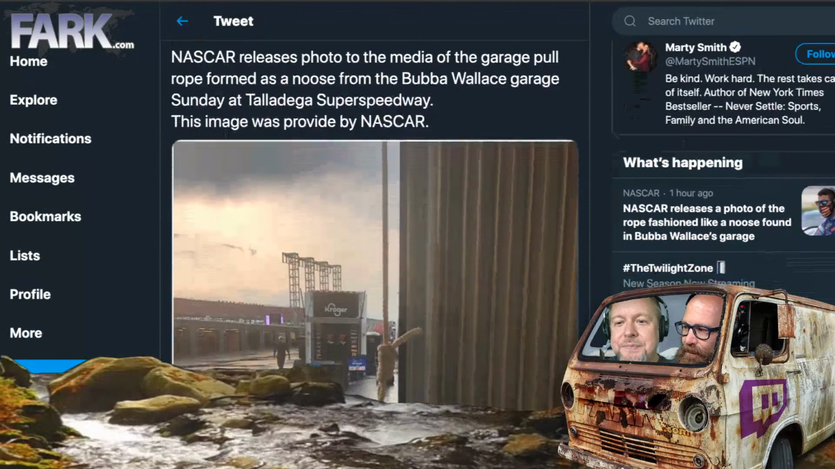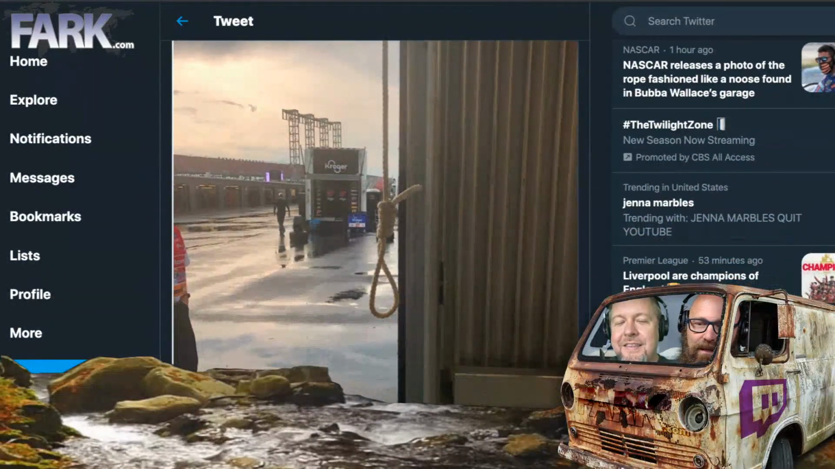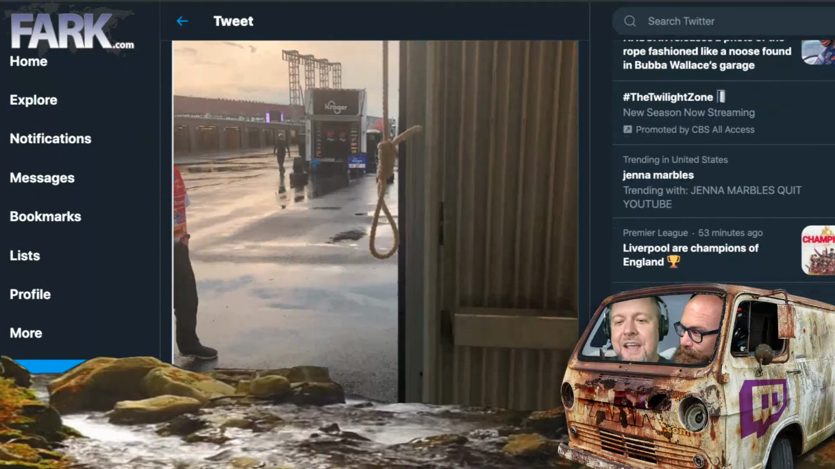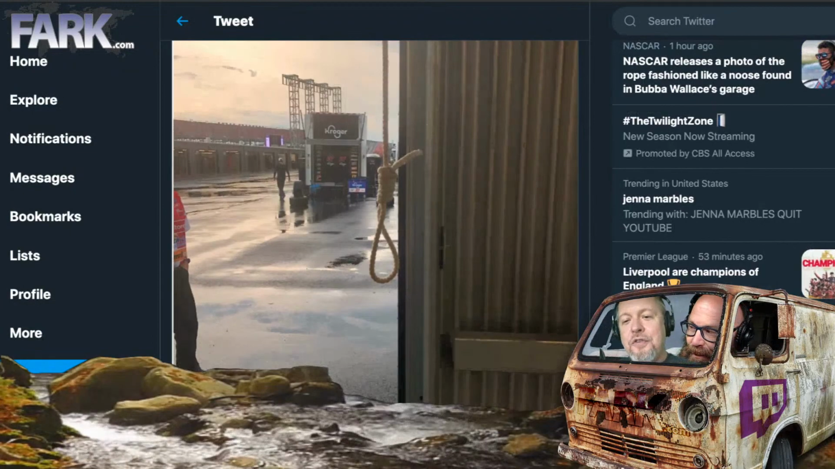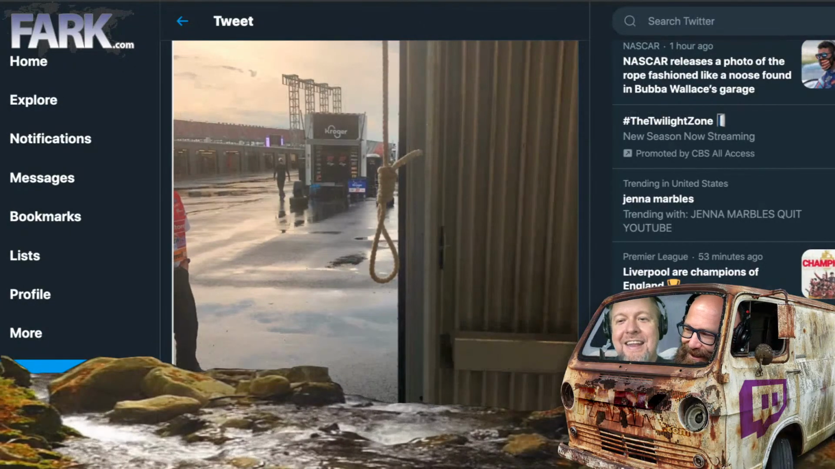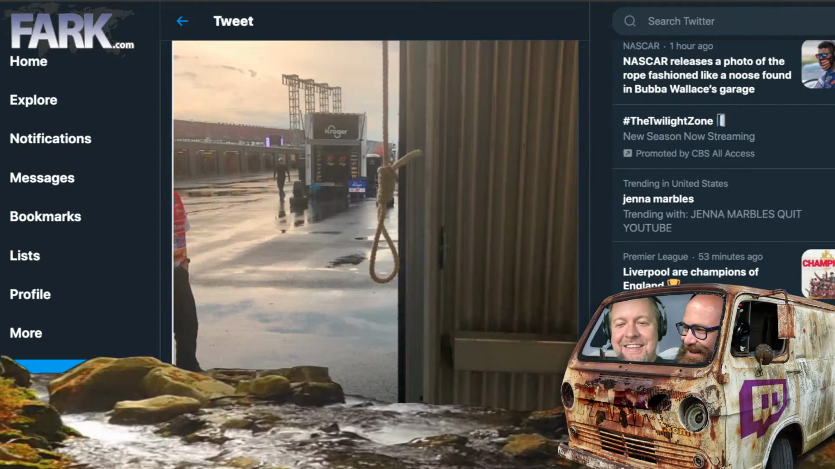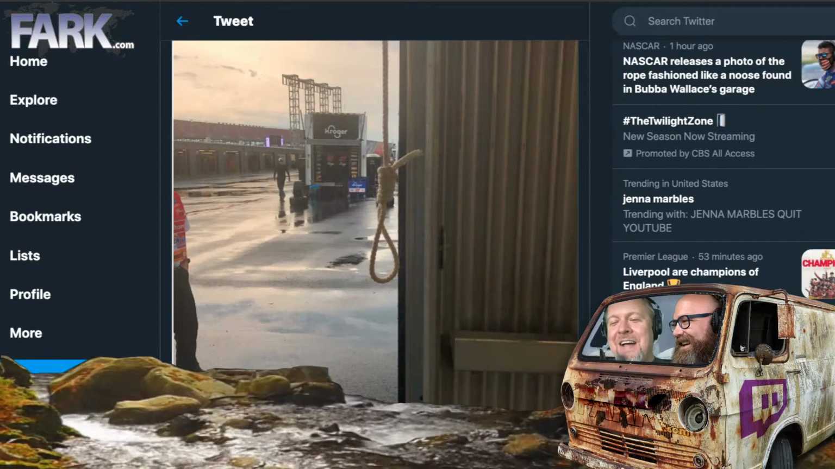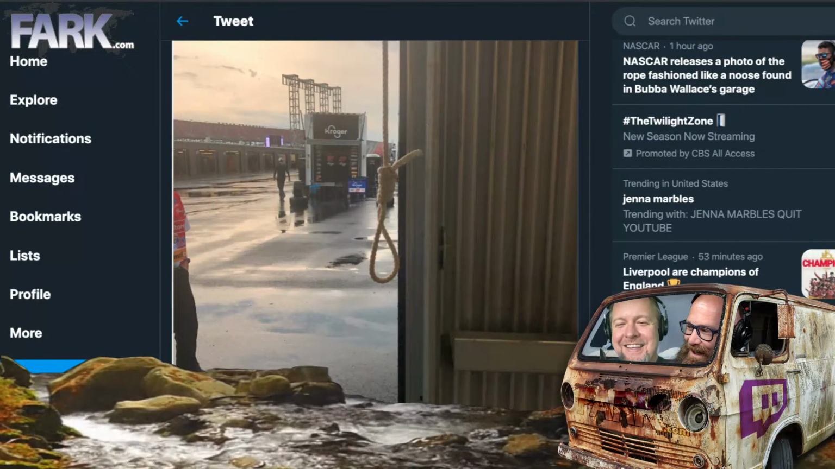NASCAR releases photo to the media of the noose. And to me, that looks like a noose. It's a noose, yeah. I bet Kroger just loves to have their name right there. Yeah, Kroger right there. Like, could you have turned the angle a little bit or asked that guy to shut that? Could you have fuzzed our logo out next to the noose? Why are you throwing us under the noose bus?